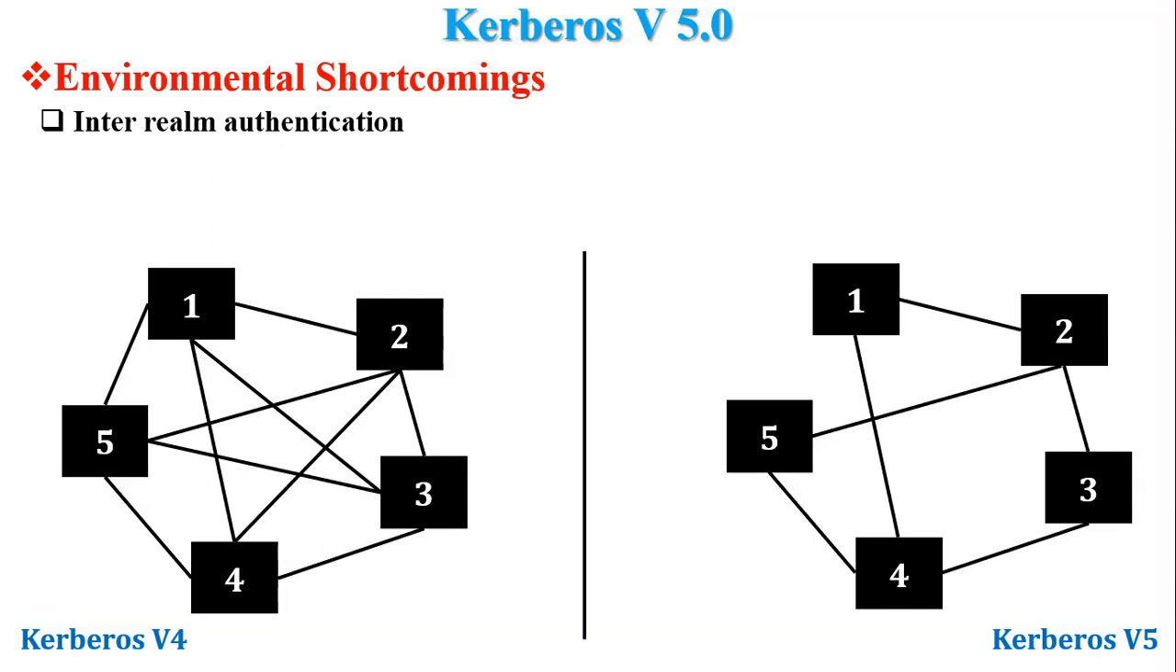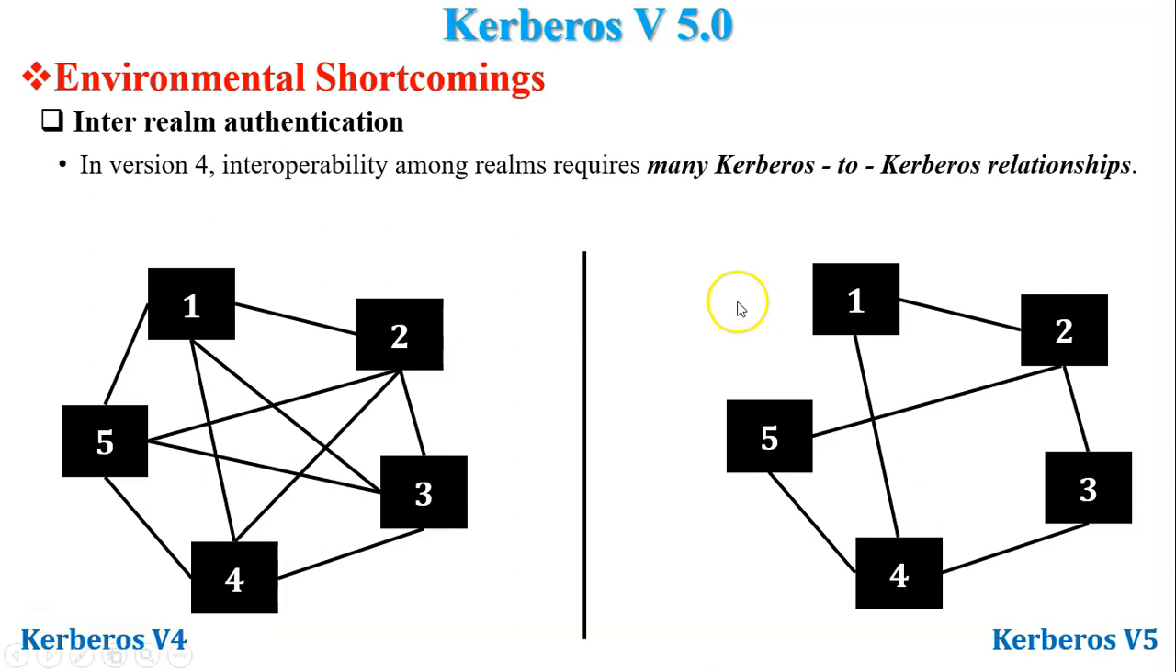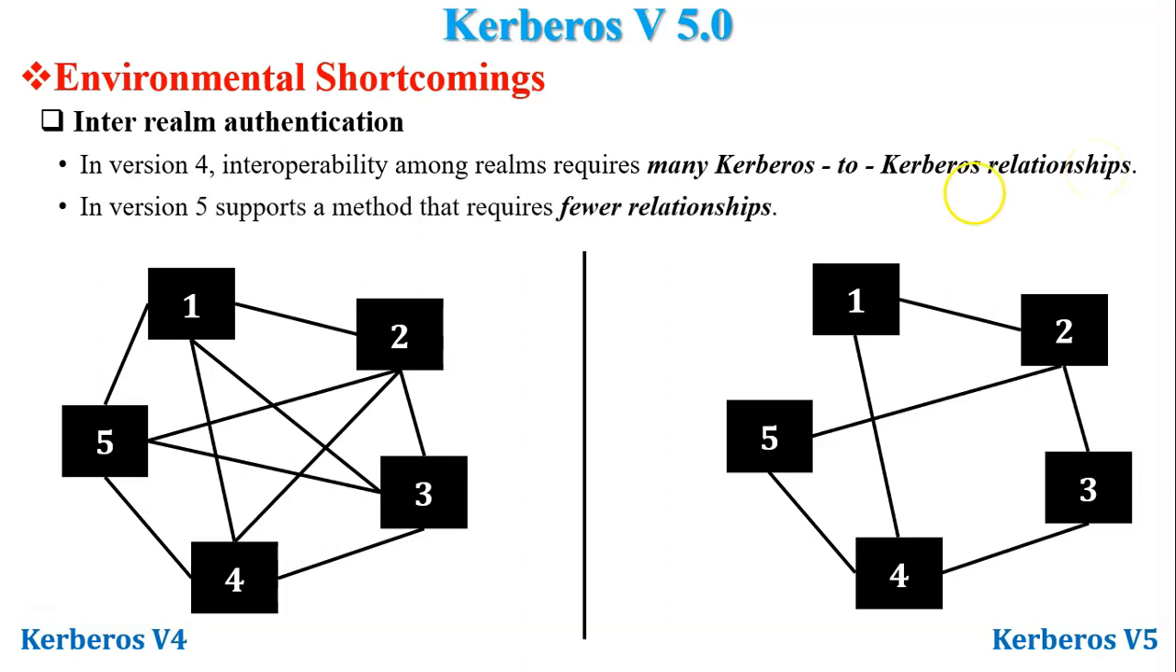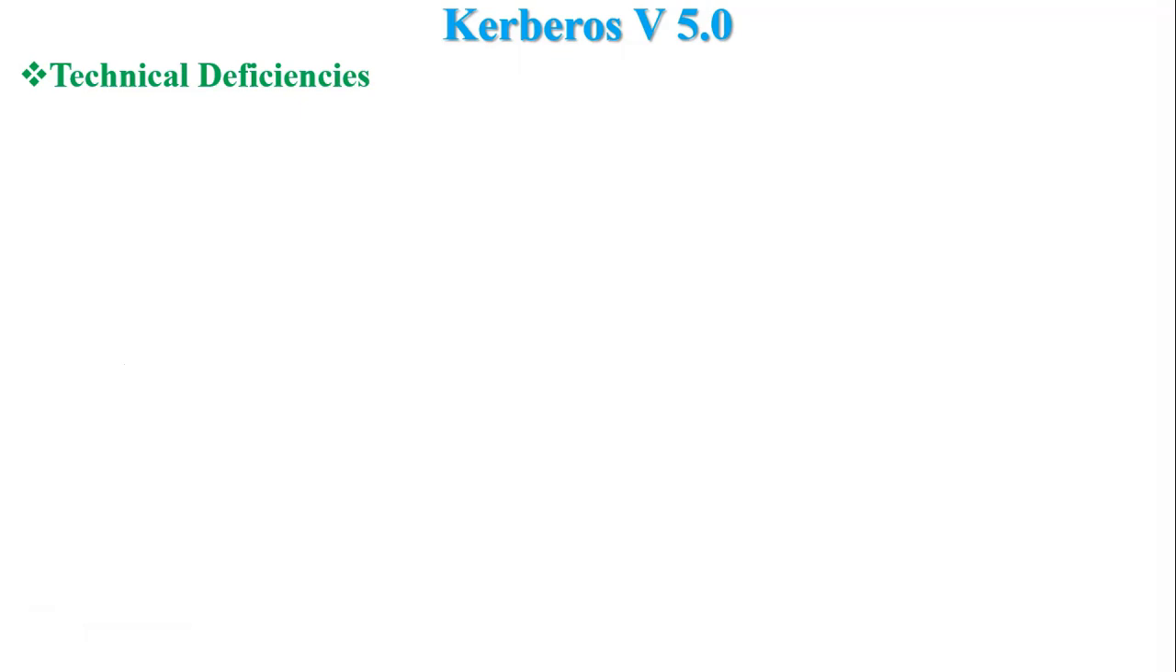So based on this scenario, we can say in Kerberos version 4, interoperability among realms requires many Kerberos to Kerberos relationships and it may be vulnerable. Also, in Kerberos version 4, interoperability among n realms requires on the order of n squared Kerberos to Kerberos relationships. But Kerberos version 5 supports a method that requires fewer relationships. There are fewer relationships in Kerberos version 5, but still we can say Kerberos version 5 is more secure than Kerberos version 4. Next area of limitation in Kerberos version 4 is technical deficiencies.